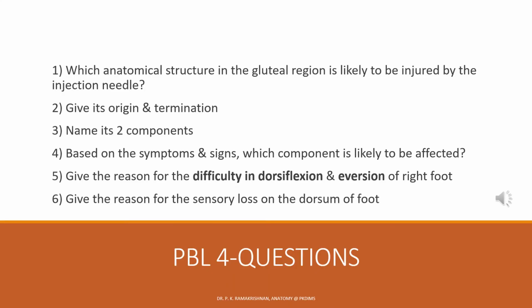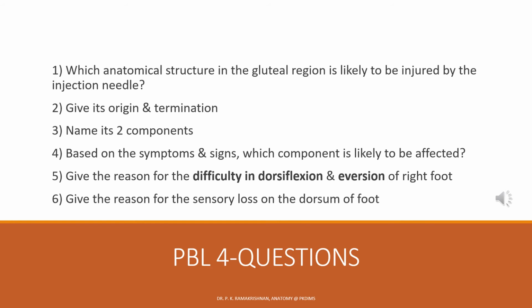Coming to the questions of PBL 4, first you have to identify the anatomical structure in the gluteal region which is most likely to be injured by the injection needle. And once you have identified this particular structure, you have to give its origin and termination. You also have to name its two components.